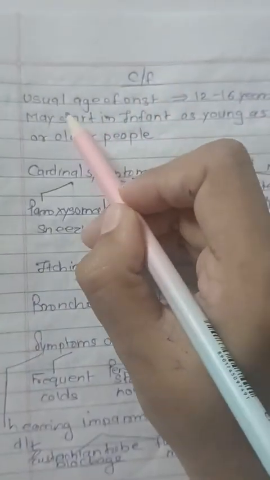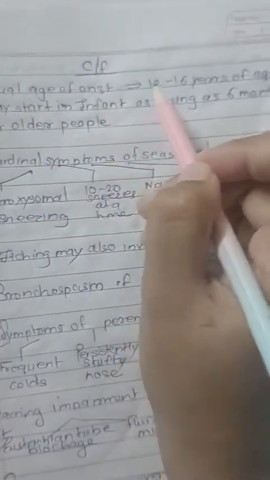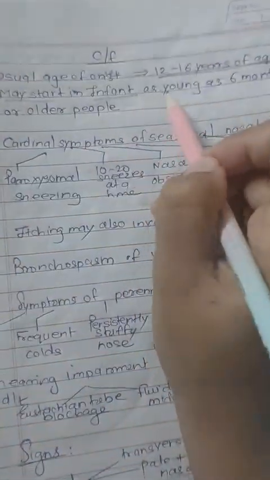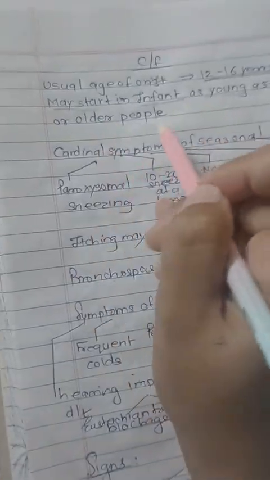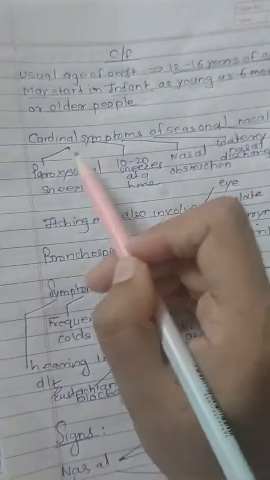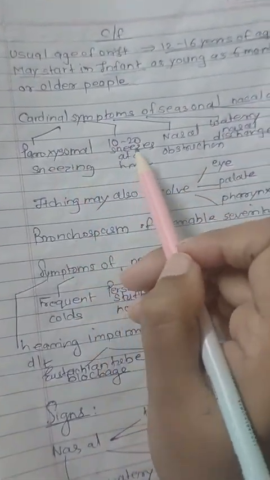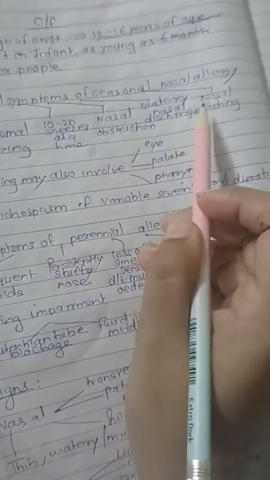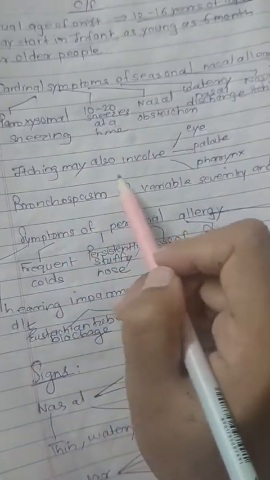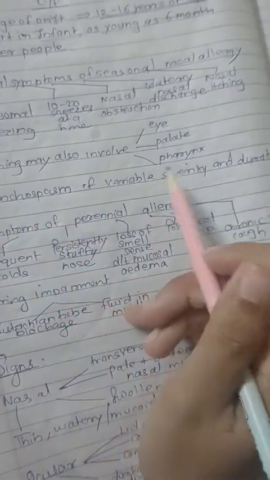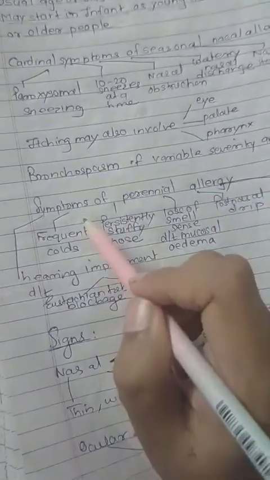Clinical features include the usual age of onset being about 12 to 16 years. It may start in infants as young as about 6 months or in older people. The cardinal symptom of seasonal nasal allergy is paroxysmal sneezing, 10 to 20 sneezes at a time, nasal obstruction, watery nasal discharge and nasal itching. Itching may also involve the eye, palate and pharynx. Bronchospasm of variable severity and duration is observed.